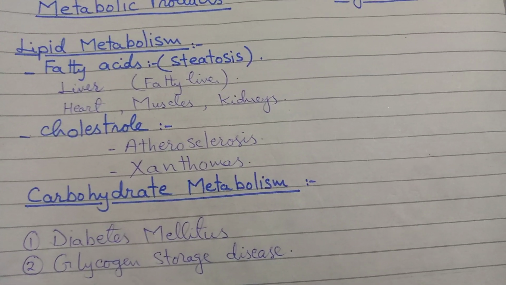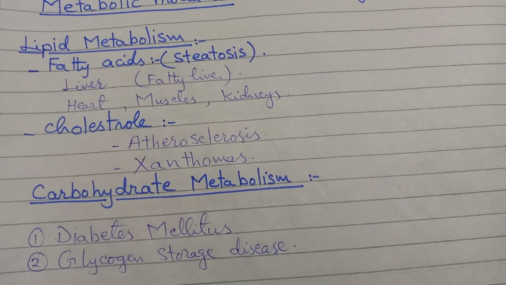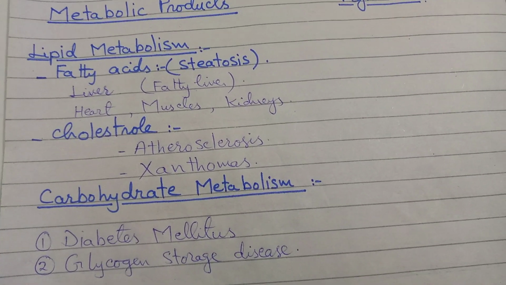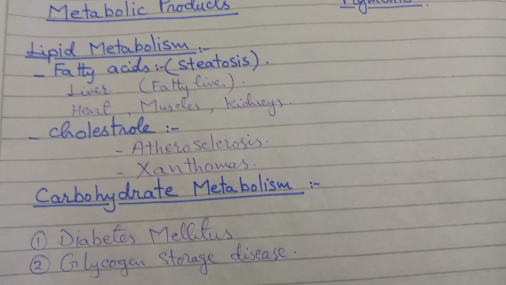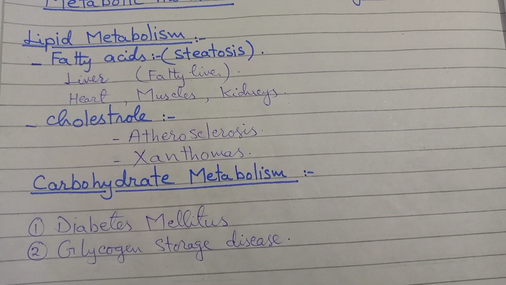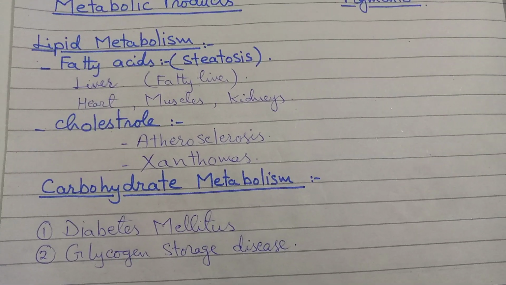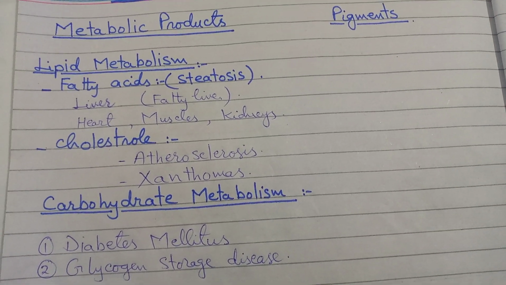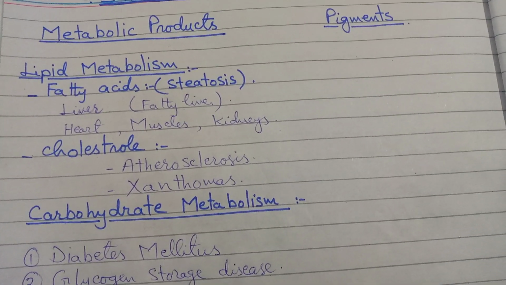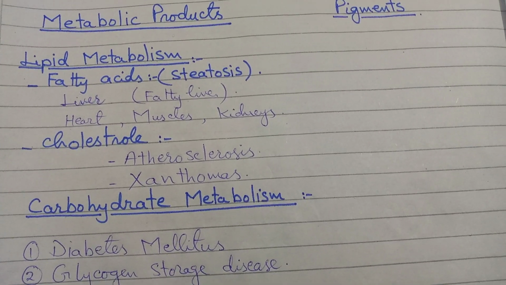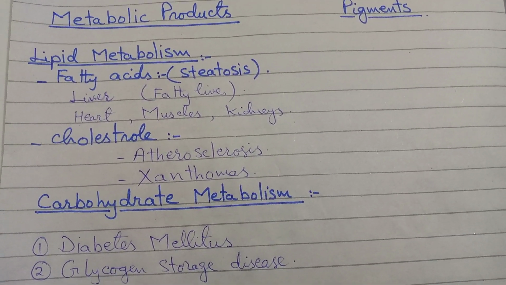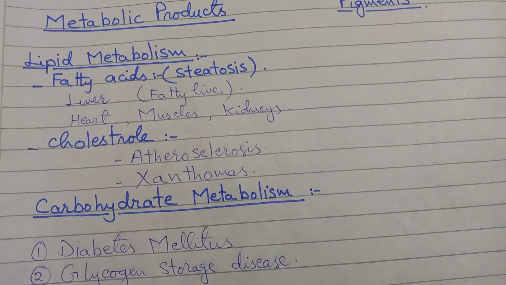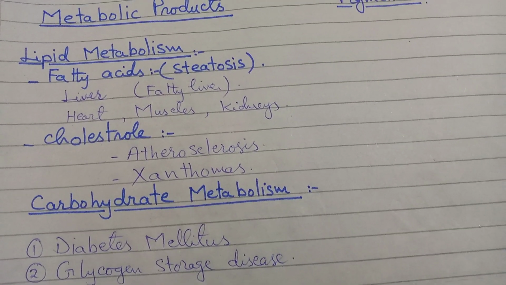This abnormal accumulation of fatty acids may take place inside the liver cells, heart cells, muscle cells and kidneys. Students, second type of lipid metabolism byproduct accumulation is cholesterol. Cholesterol clusters may accumulate inside the blood vessels, which leads to atherosclerosis. And number two condition is xanthomas. Students, xanthoma means accumulation of cholesterol under the skin.